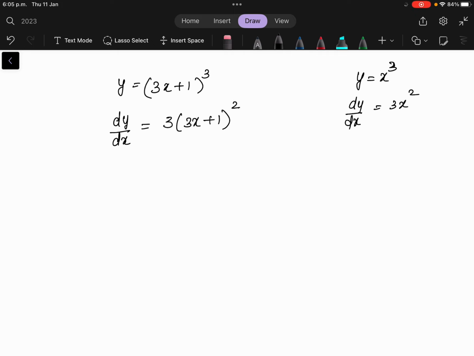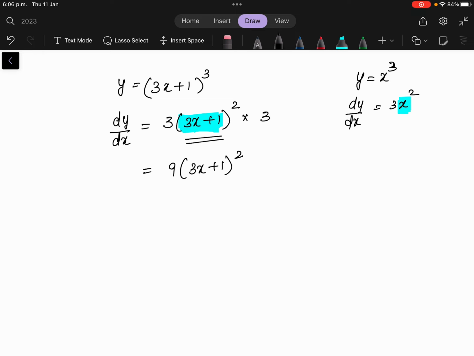It's the same thing. And then you see this is not x, right? Here it is x, but this is not x. This is something else, 3x plus 1. So you differentiate that again. Differentiating this again, you will get 3. So that is equal to 9 times (3x plus 1) the whole square. Okay, so that's how we do the chain rule. I'll show you some more examples here.